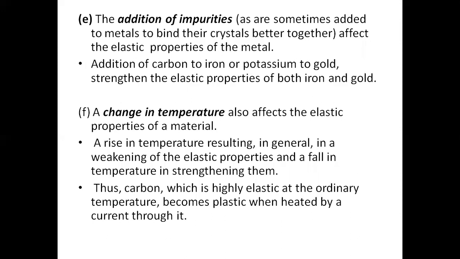Then the next one is the effect of addition of impurities on the elastic property. The addition of impurities to a material will affect the elastic properties of the metal. Addition of carbon to iron or potassium to gold will strengthen the elastic property of both iron and gold. Then the effect of temperature: any change in temperature will affect the elastic property of the material. A rise in temperature will result in a weakening of the elastic properties.